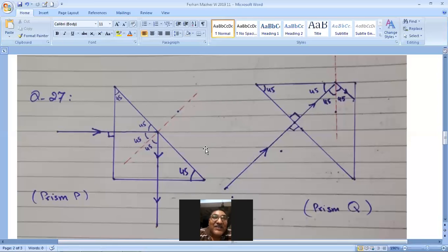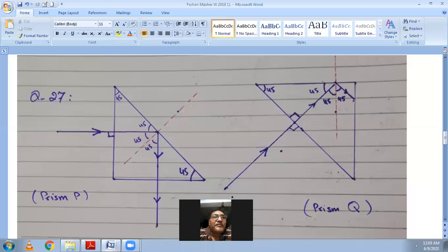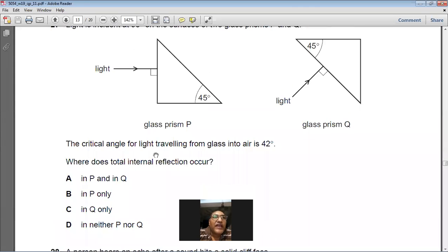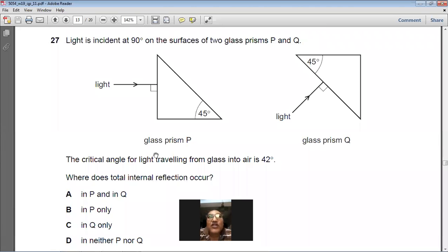So very tricky question, you know. ABCD is very easy, but how you decided that the total internal reflection took place in P and in Q, it involved geometry, it also involved the concepts of physics, and it also involved the concept that you are using a 45 degree angle prism. So it's a little tricky question. So both in P and Q. A is the right option, sir. Question number 27, A is the right option.